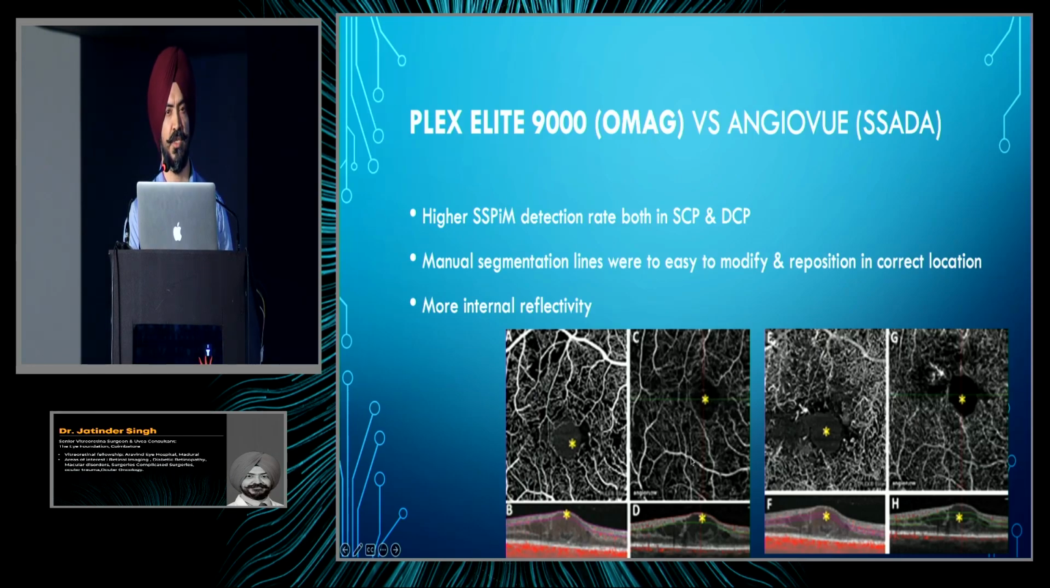All OCTA machines' algorithms are different, and they cannot be compared head-to-head. Plex Elite with OMAG algorithm showed higher SPiM detection, and manual segmentation lines were easy to modify, and there was more internal reflectivity on the Plex Elite platform as compared to AngioView. I have no financial interest.